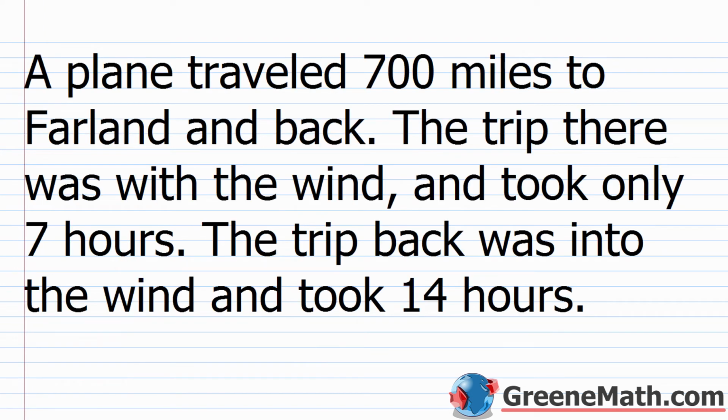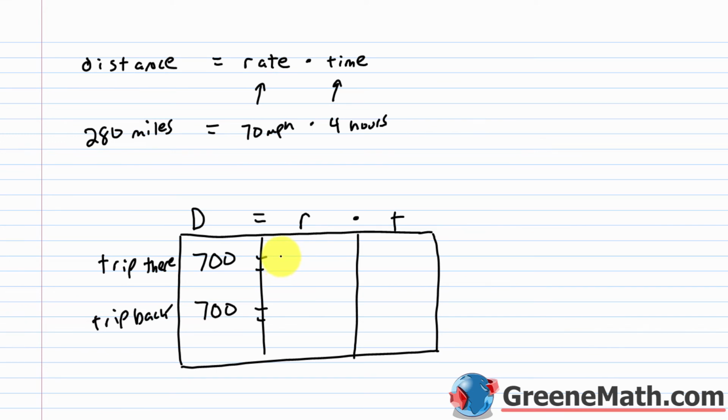Now, let's talk about the rate. The trip there was with the wind. So whatever the plane would do in terms of its speed, you have to add to that the fact that the wind is pushing at your back. So you take the plane's speed in still air, which we represented with x, and you add to that the speed of the wind, which we represented with y. So for your rate for the trip there, it's going to be x plus y.